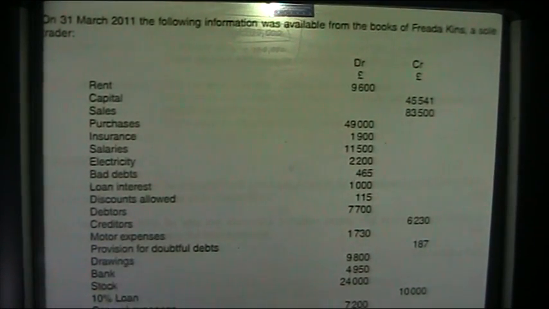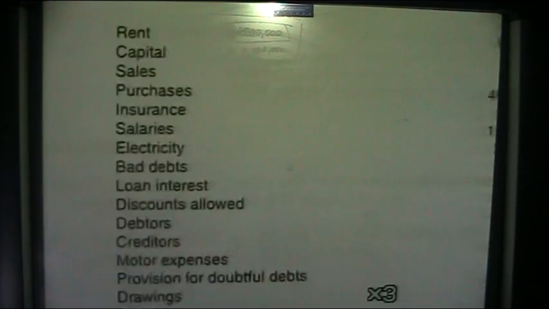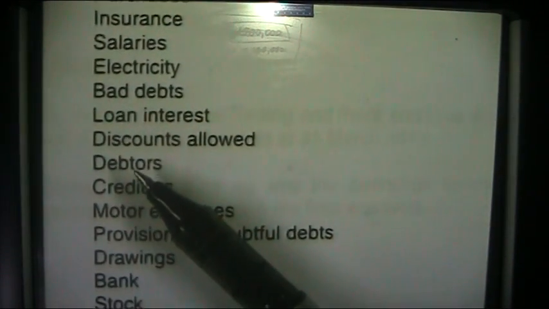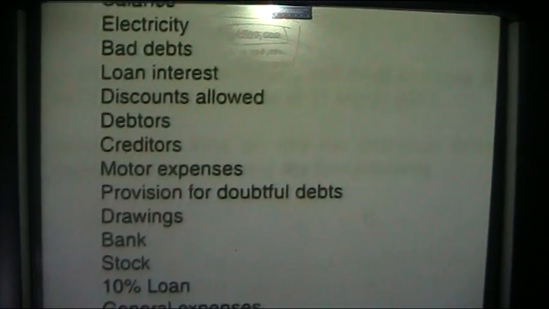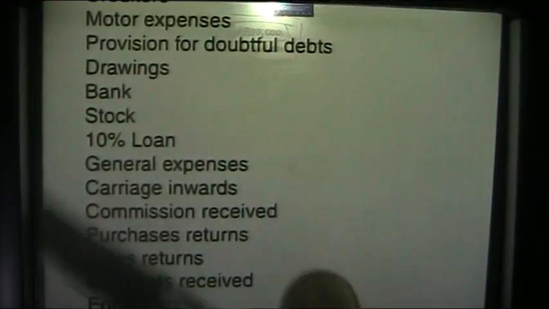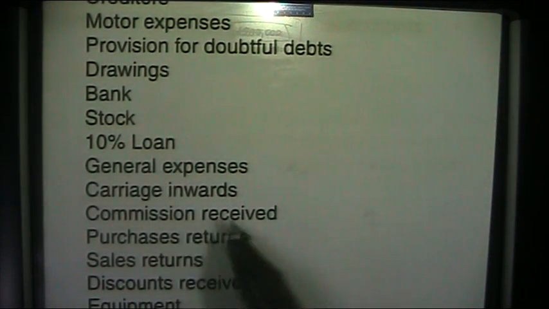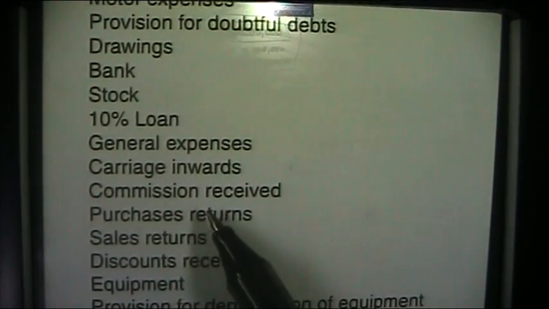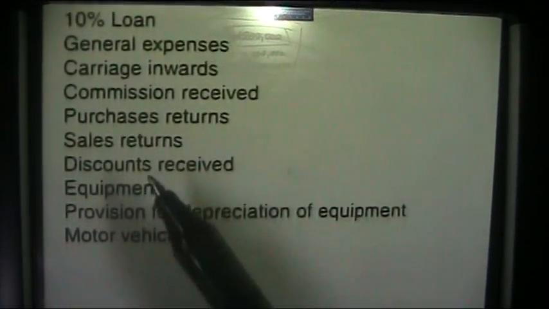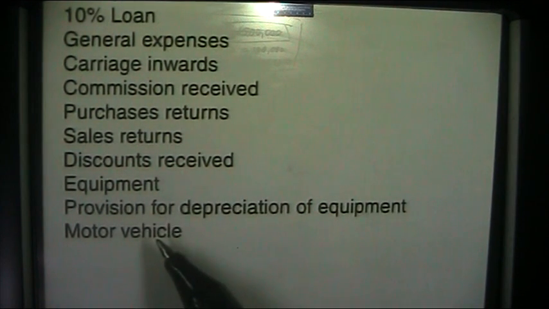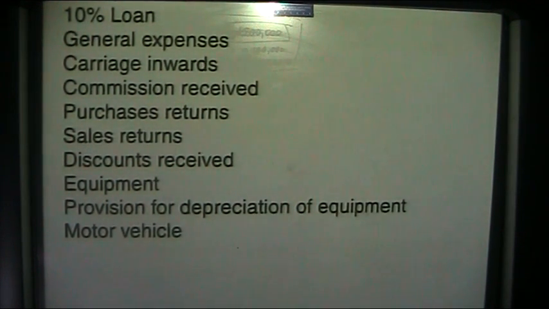The first thing you should do is just have a little bit of a look at the list to see if there's anything on here that seems out of the ordinary. Okay, rent, capital, sales, just scan your way down the list. Discounts allowed, debtors, creditors, motor vehicle expenses, drawings, bank, stock, opening stock, loan, carriage inwards, commission received, a bit of a revenue going on in this question, some returns for purchases and sales, discounts received, equipment, and motor vehicle. We've got some P for D on equipment as well. Alright, okay, so we've had a little bit of a look down. Nothing on there seems out of the ordinary or should scare us at this time.